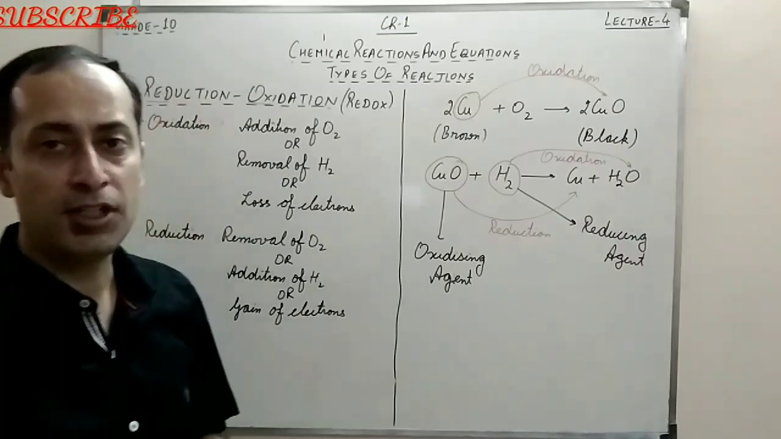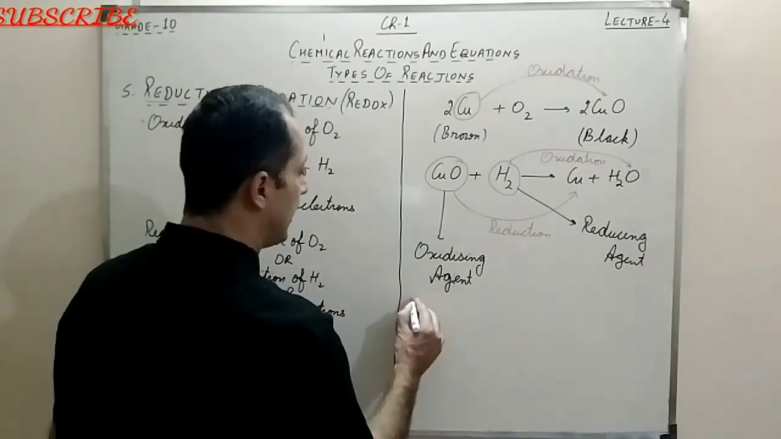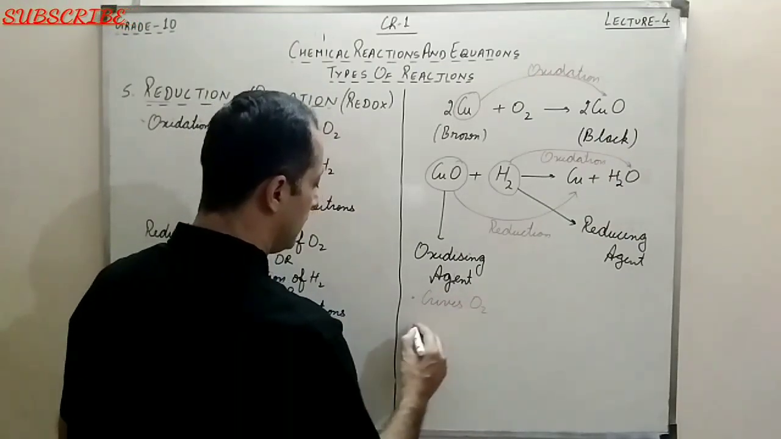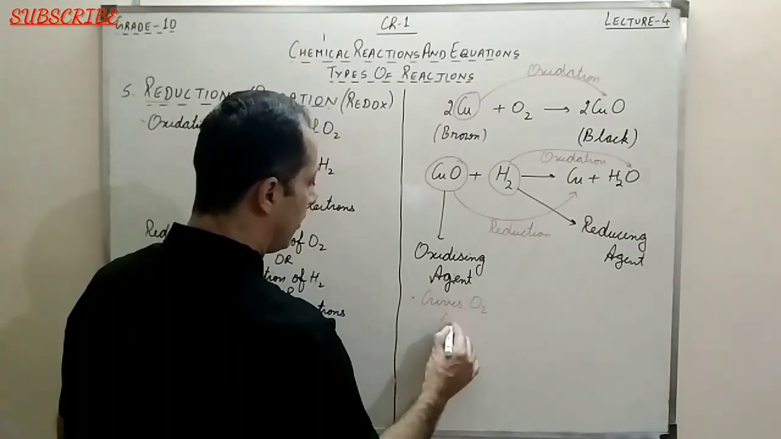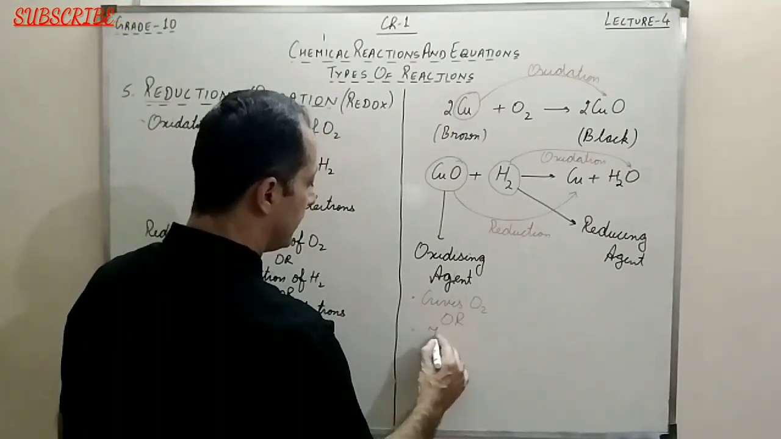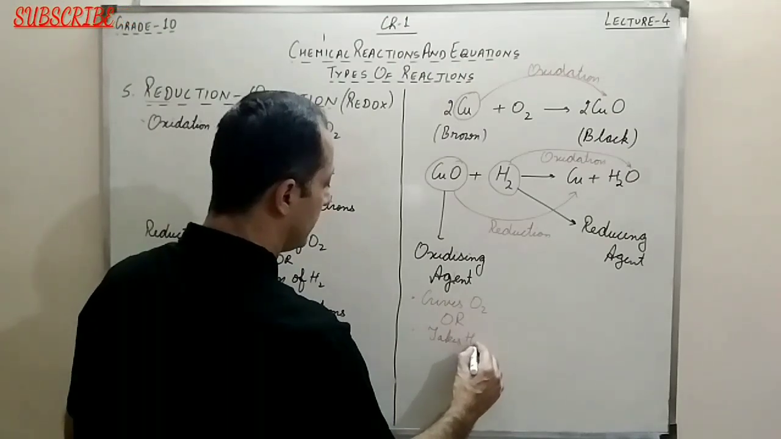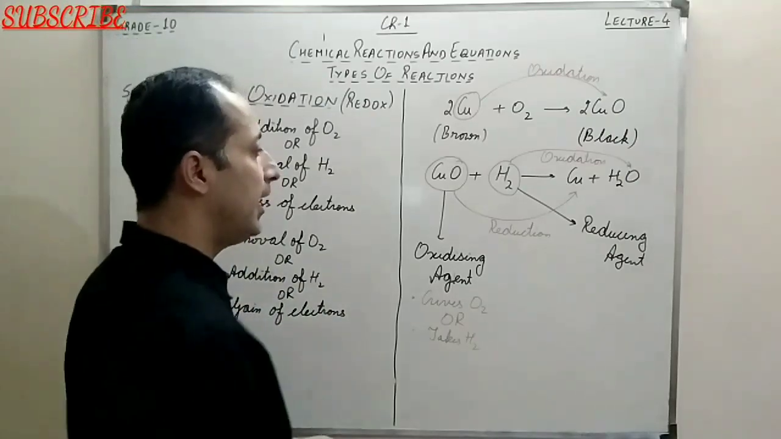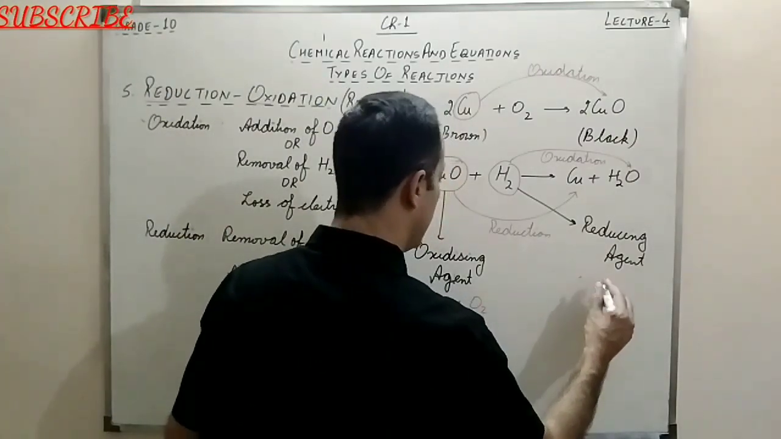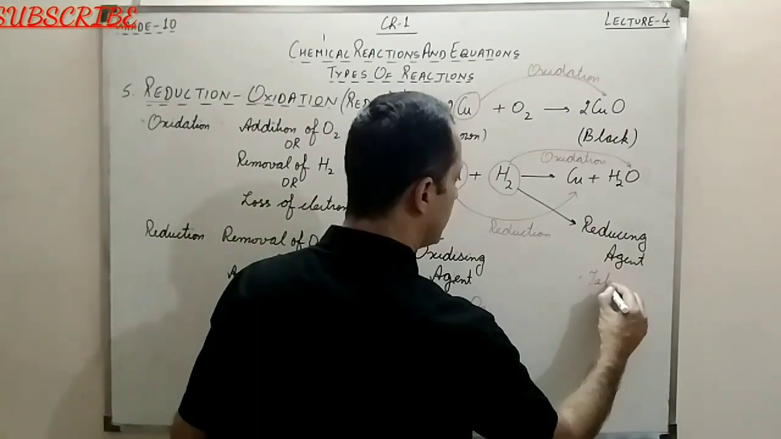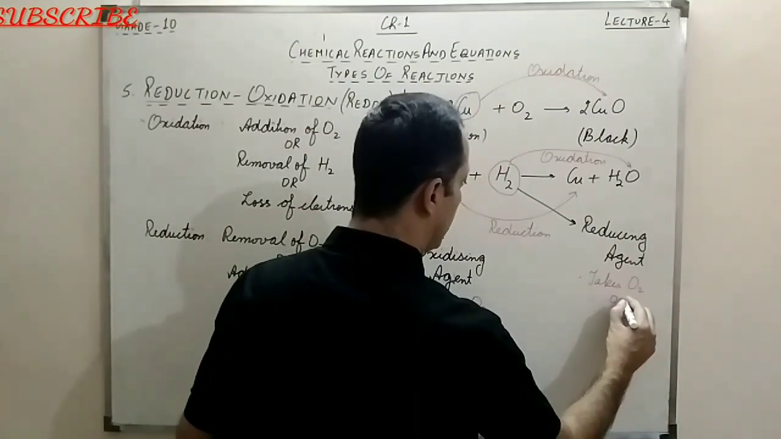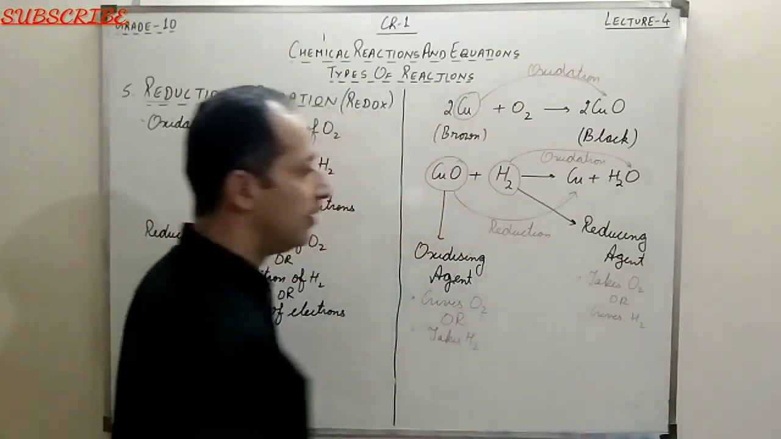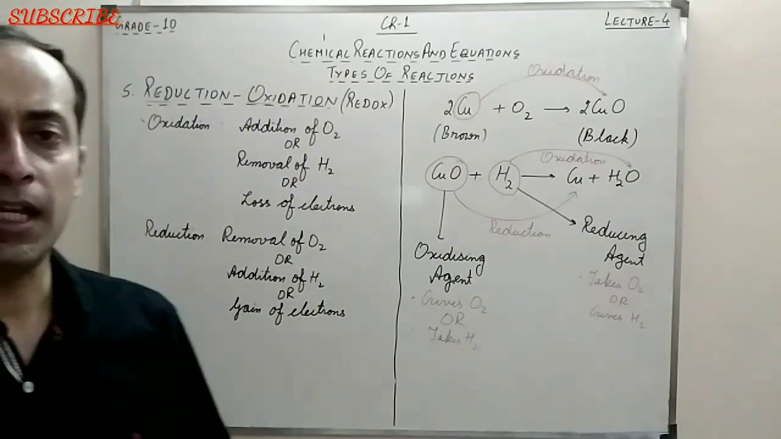Now we can have the definition of oxidizing agent. We can say an oxidizing agent gives O2, or we can say takes hydrogen, which gives oxygen and takes hydrogen. On the other hand, when we talk about a reducing agent, we say it takes oxygen or it gives hydrogen. Right? So these are the oxidizing agent and the reducing agent.